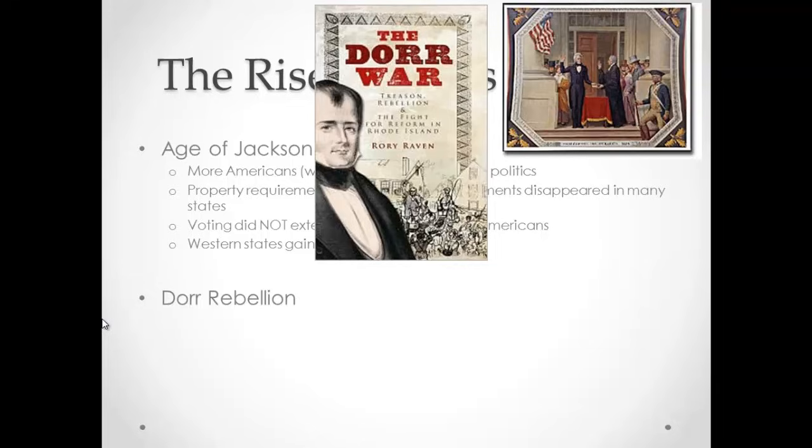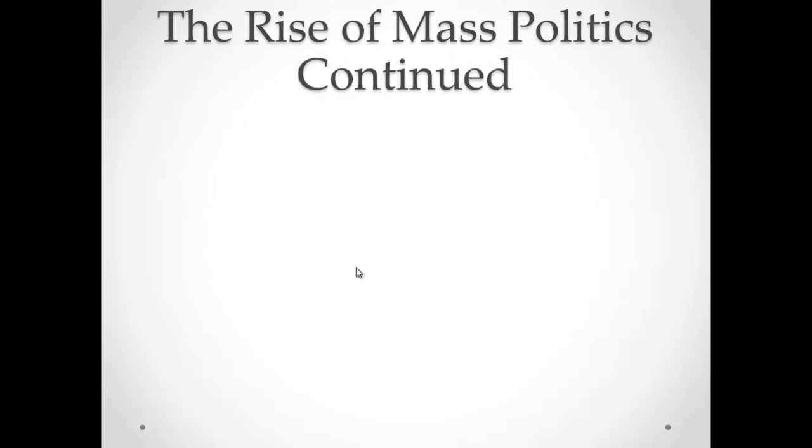Now, an example of states getting rid of property requirements is the Dorr Rebellion from Rhode Island, and they forced conservatives in Rhode Island to adopt a new constitution that expanded suffrage for adult white males. So this gets rid of, again, this idea of property requirements or paying taxes.